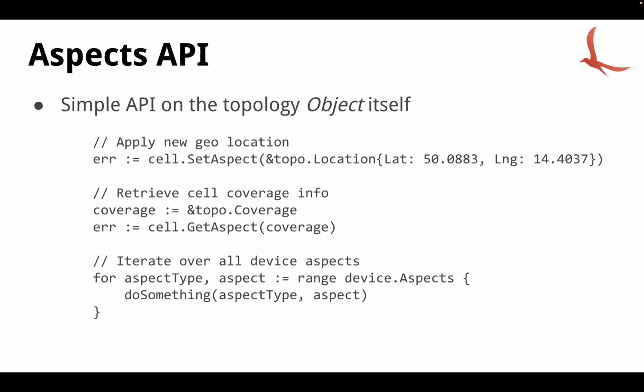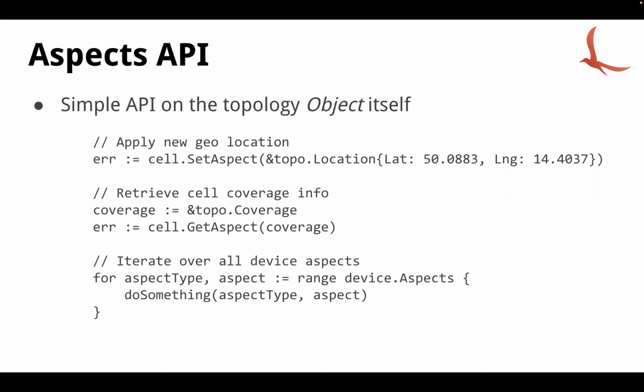The API is fairly simple. It's on a topology object itself. So for example, to set an aspect, you would just create, let's say, a topo location, assign it the values, and then call set aspect. And now the object has it. Obviously, now you need to do something with it. You would then update it or create the entity itself. But this is just some examples.